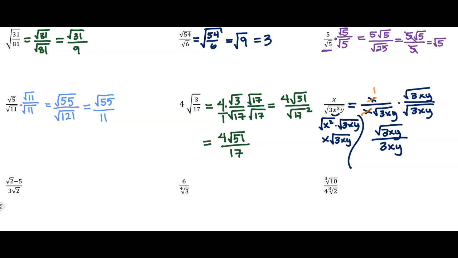Okay, just a couple more of these. This one, again, looks a little messier, but the goal is the same. The goal is to not have radicals in the denominator, so I'm not worried about the root 2 in the top at all.